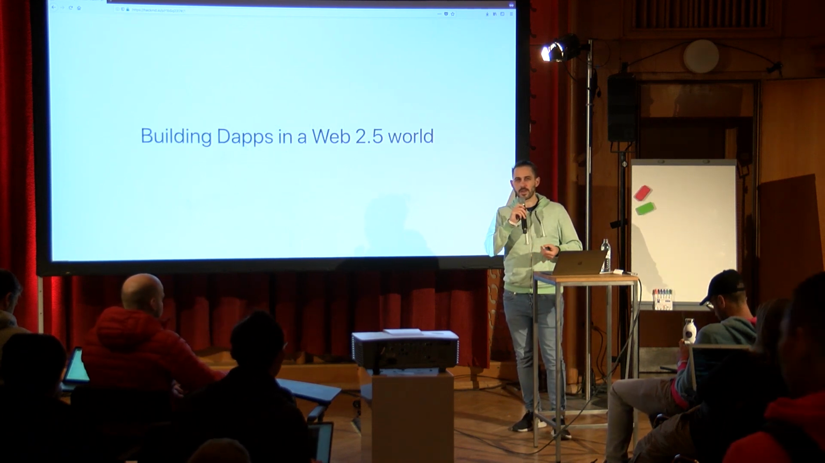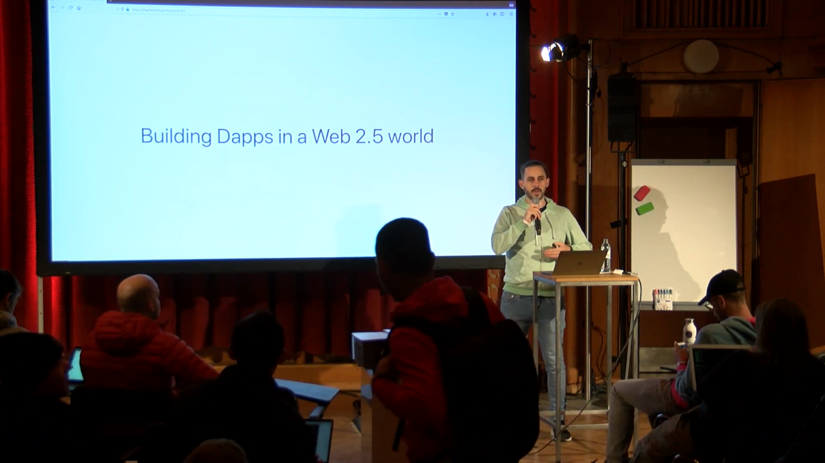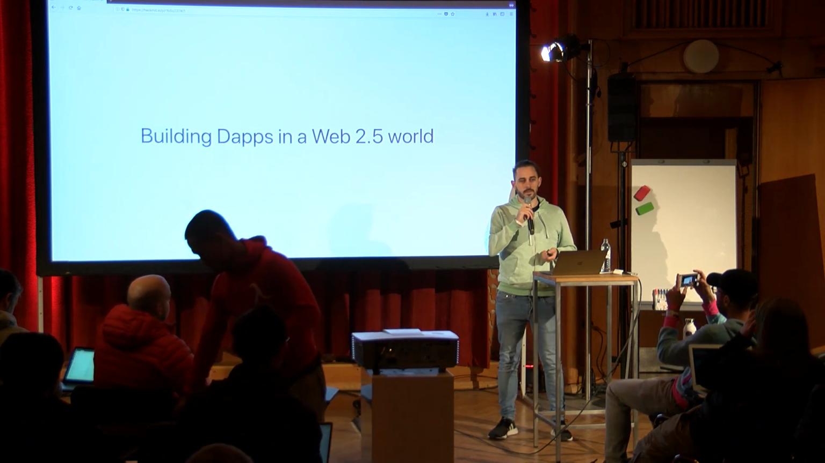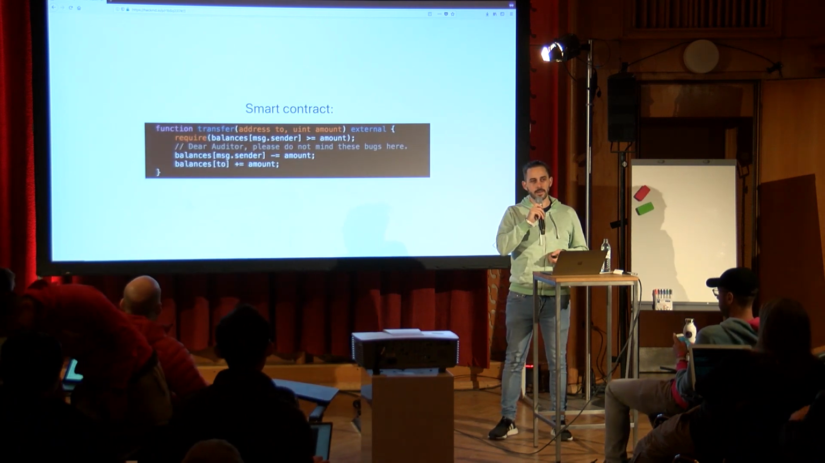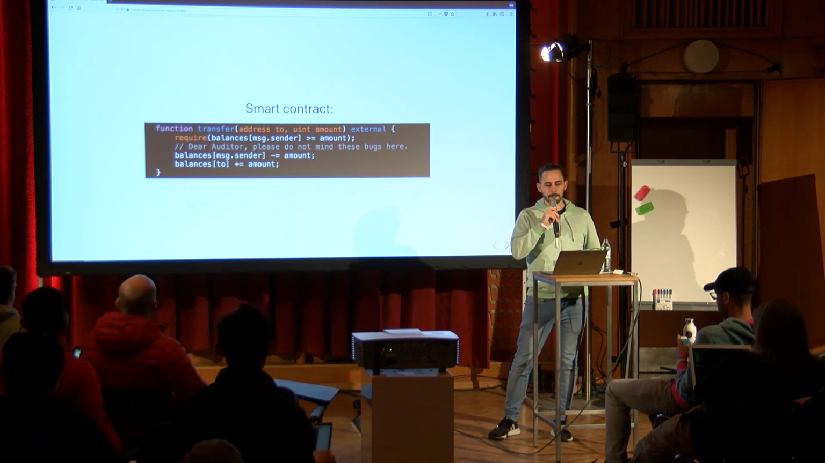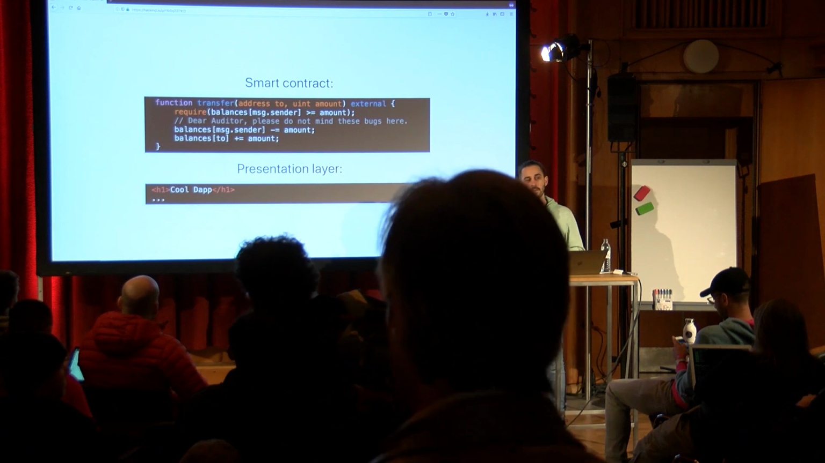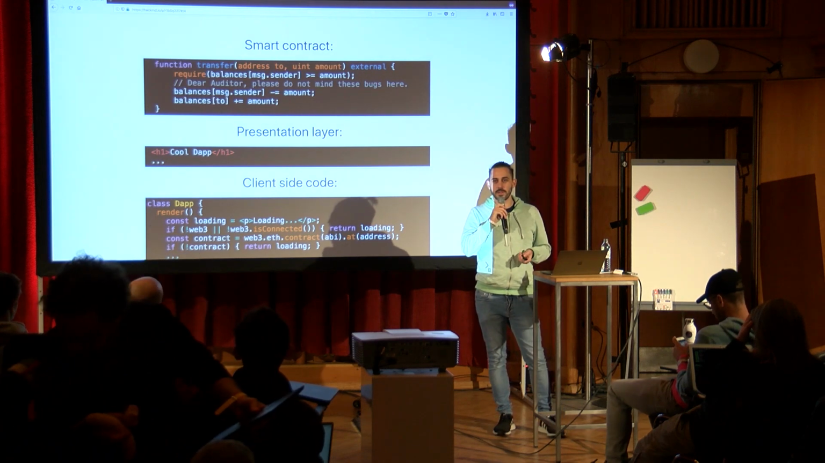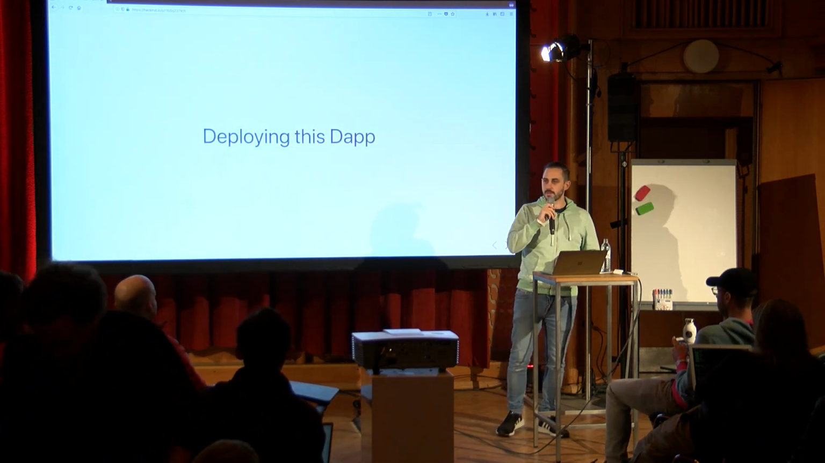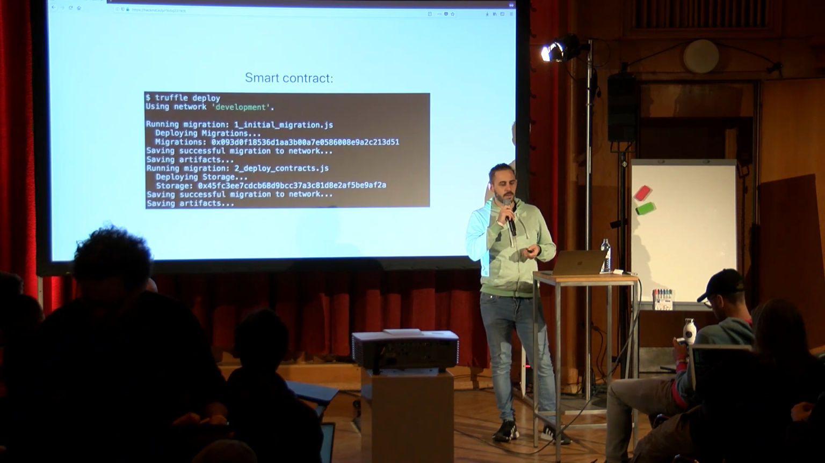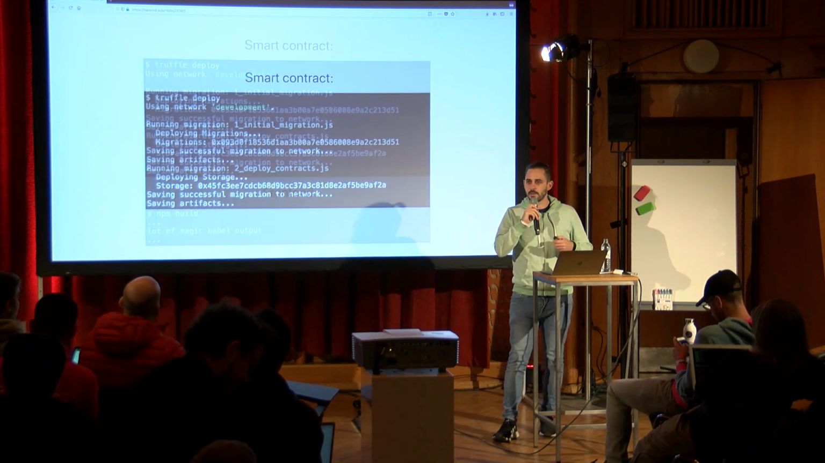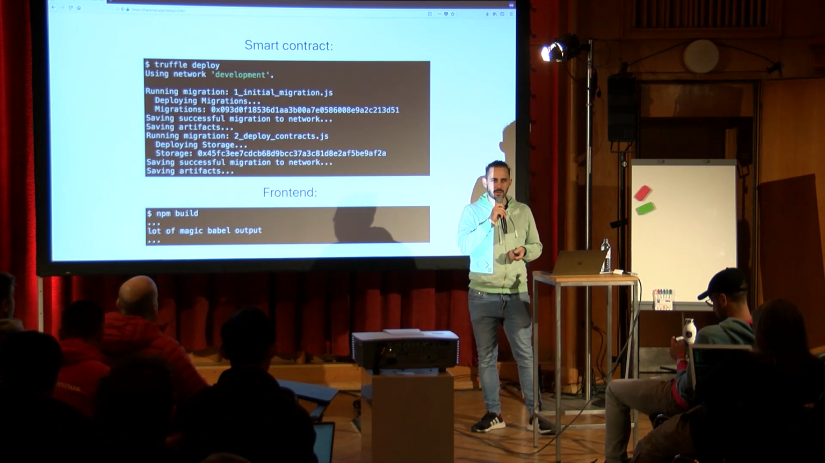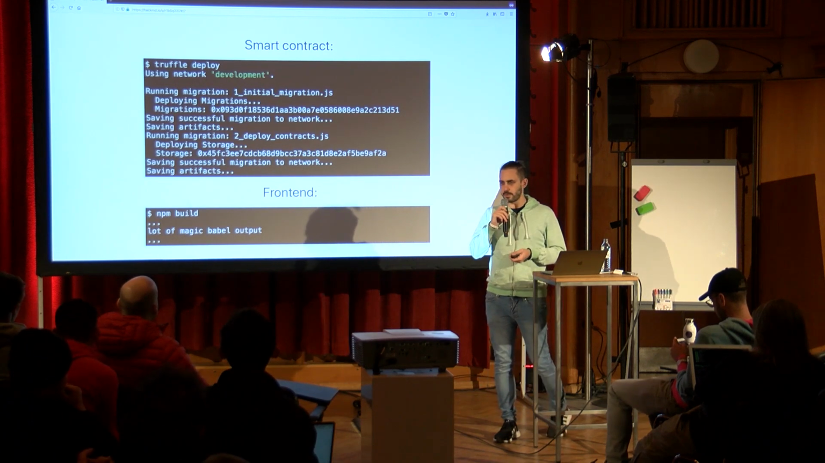Okay, so today, I think we are in a Web 2.5 world. We're not in Web 3 yet, but we have surpassed Web 2. And what do we do in Web 2.5? Well, we write a smart contract, and in that example, we write it in Solidity. And then we write the presentation layer. And then we write some client-side code. And what do we do with all of these? We have separate deployment processes for all of these different parts. We have to deploy the smart contracts. We have to deploy the rest. And there's a lot of stuff going on there. Who knows what's going on? And I think this could be improved.